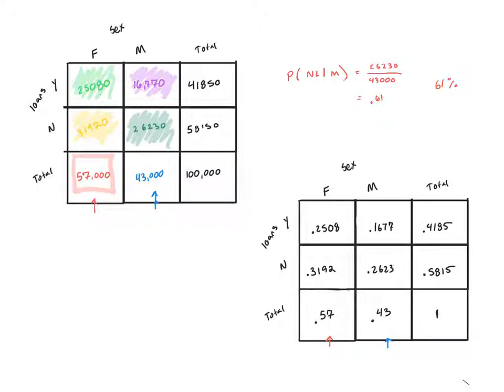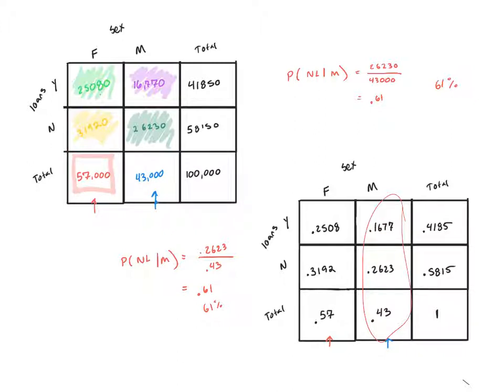Now, down on this other table, let's do the same thing. That is, let's ask ourselves, out of men, what percent did not take out loans? To do that, I'll say, well, in total, I have 0.43 for men. And in that male column right here, I have 0.2623 did not take out loans. When I divide that off, sure enough, I get 0.61 or 61% here as well. That is, I'm going to get the same results off both these tables.